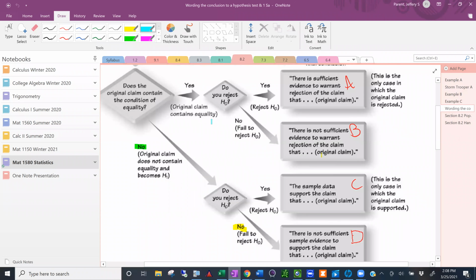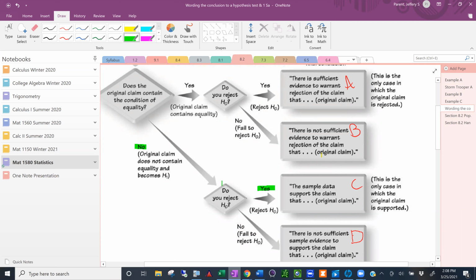This one is on wording the hypothesis conclusion. Does your original claim contain the condition of equality? No. So we branch down here. Do we reject H naught? Yeah. So this is how you're going to word the conclusion.